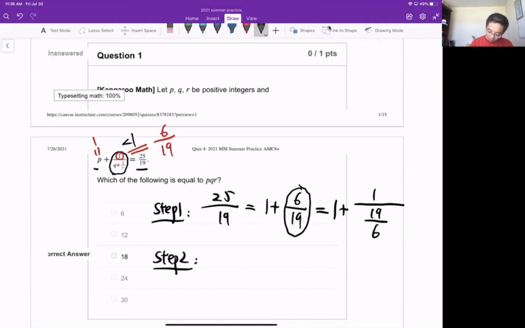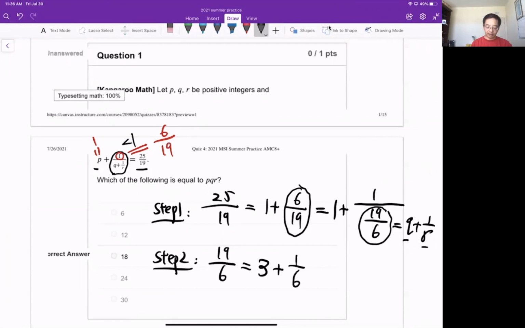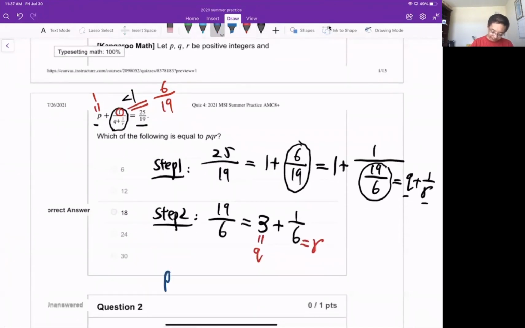Now, we want to write 19/6 as something which is q plus 1/r. So we write 19/6 as an integer plus a fraction 1/r. Clearly, this is 3 plus 1/6. This one will be q and this is r. If we combine all these things together, we get p is 1, q equals 3, and r equals 6. What we are looking for is the multiplication of the 3 integers. We just multiply them together, and this gives us the product, which is 18.